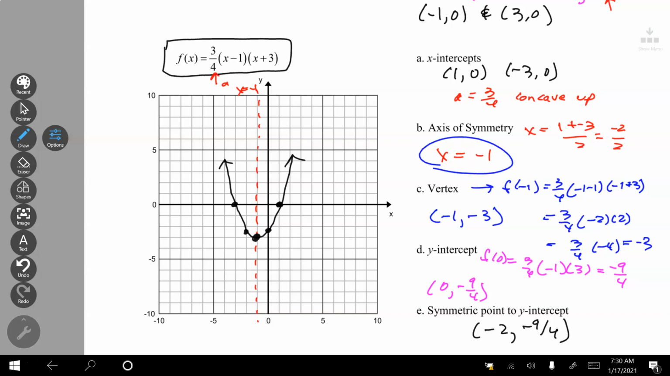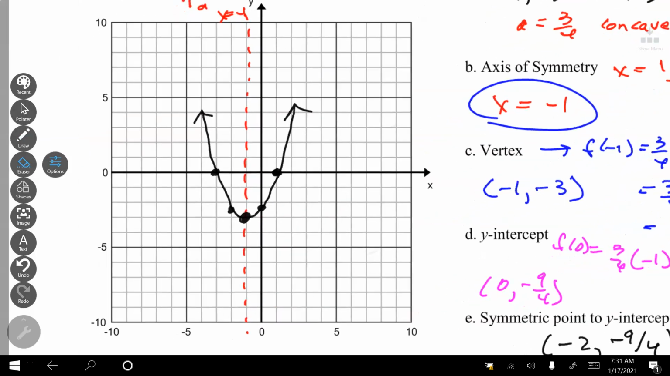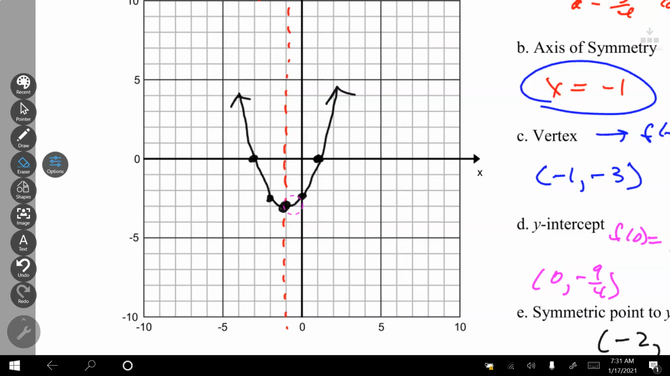But I do want to show how my a value does give its shape by doing ax squared. So if I go back to here, this is my vertex. My a value is 3/4. I go over 1, 2 squares. 2 squared is 4. 4 times 3/4 is 3, and I go up 3, and it works, and there's its buddy point. So that's why I always use ax squared.